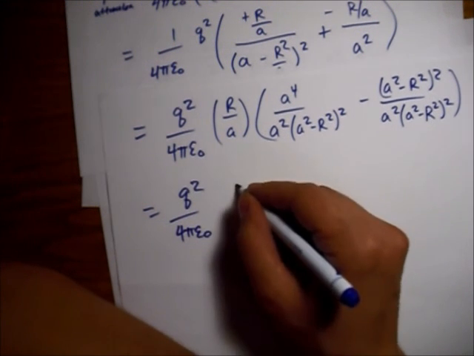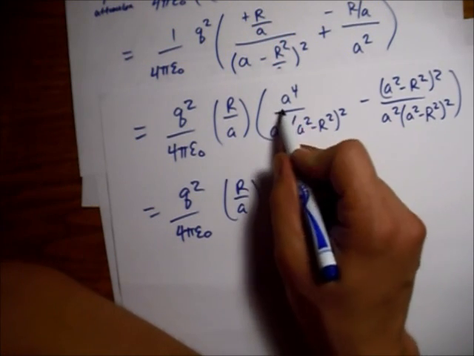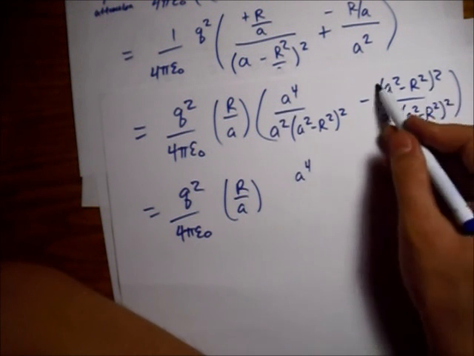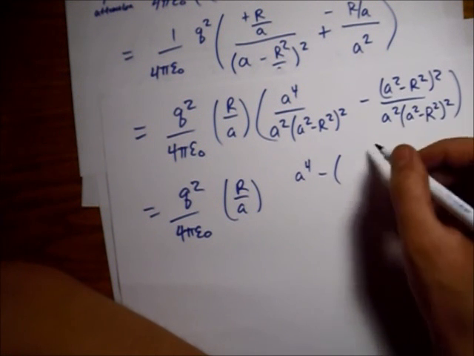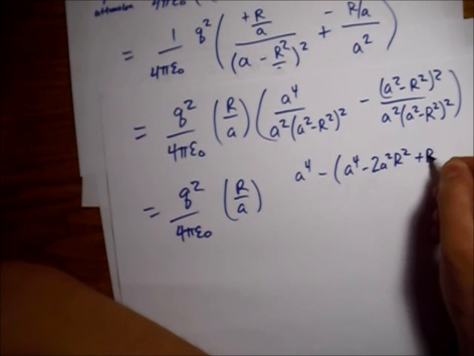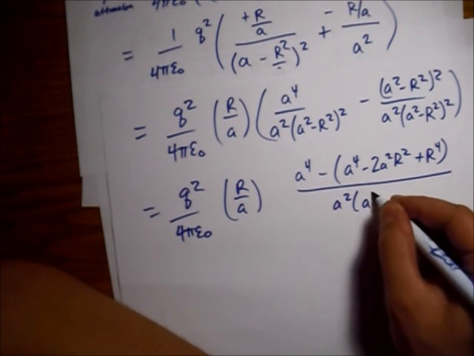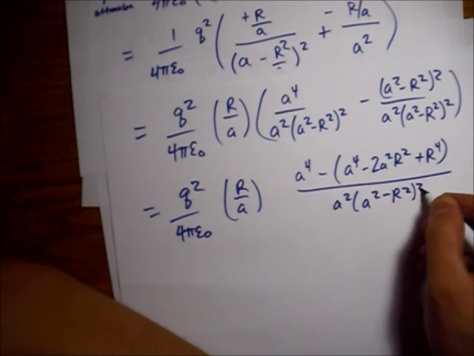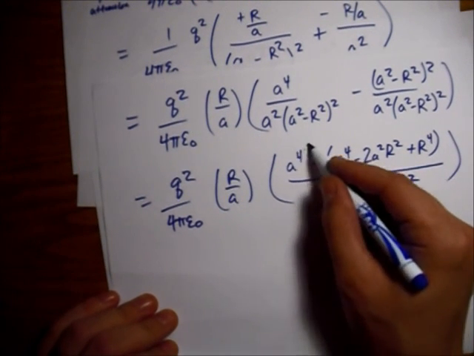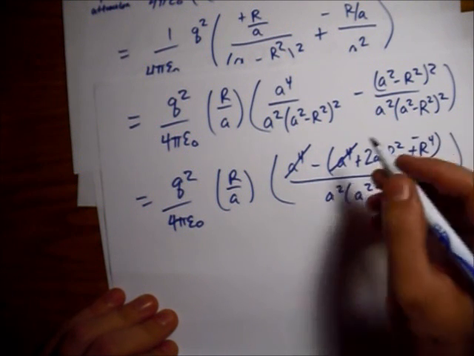Normal chunk out front, R over A. And now let's go ahead and write out the top. So we have an A to the 4th, and then we'll have a minus. Here we have an A to the 4th minus 2A squared R squared plus R to the 4th, all over A squared minus R squared, quantity squared down here. So this and this will cancel, and I'm going to bring this minus sign inside, so we have a plus here and a minus here.